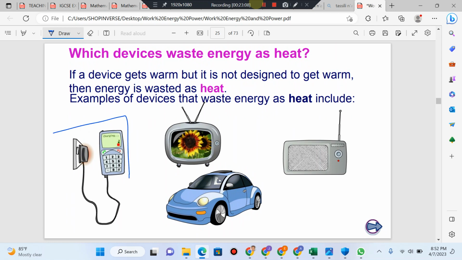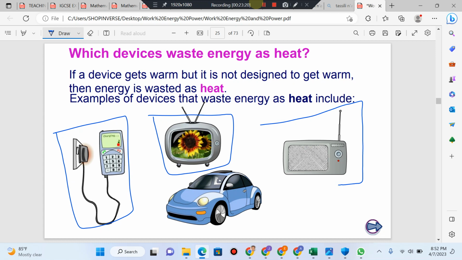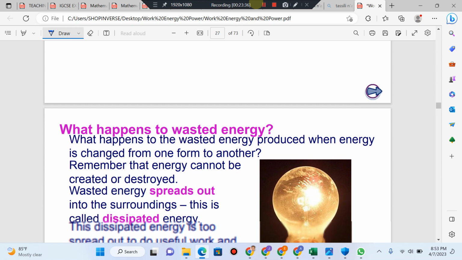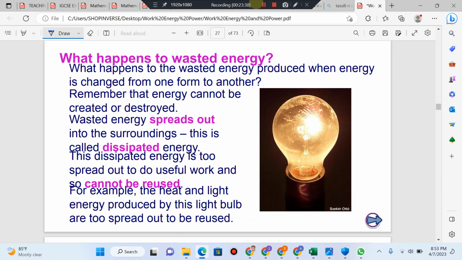All the devices here waste energy as heat. When you plug in your phone and it is charging, after some time it becomes hot. It's wasting energy in the form of heat. Your television, when you use it for some time, go and touch it. It feels hot. Even your radio, after some time, produces heat. It's just that the heat is so small that you won't notice it when you touch it. But trust me, it's producing heat. As for your car, the heat is so great that you even need to pour water in the radiator of your car in order to prevent it from overheating.